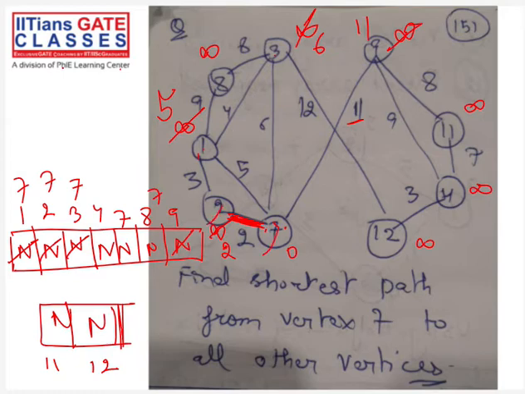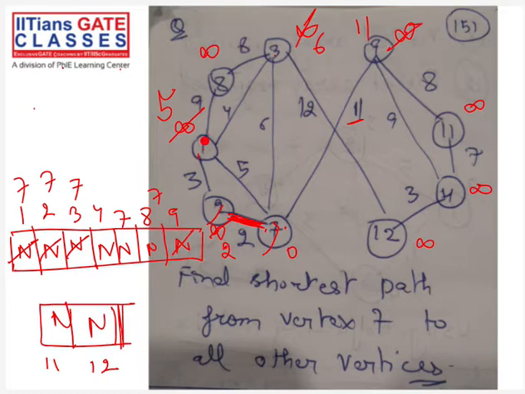Now you'll process what? Out of the remaining, find the minimum. Minimum is 5. So next we process 1. Now 2 is already processed, 7 is already processed. Now you'll process 8. Okay, one moment.